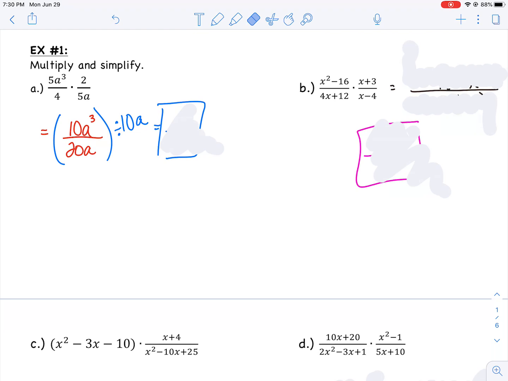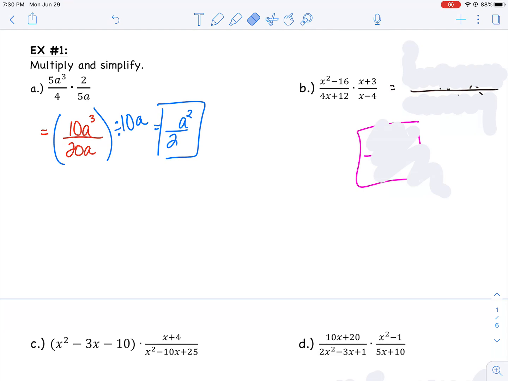10 divided by 10 is 1. A cubed divided by a is a squared. So I end up getting an a squared on the top, or a 1a squared on the top. On the bottom, my denominator, 20 divided by 10 is 2. A divided by a is 1, so 2 times 1 is 2. I end up just getting a 2 in the denominator. So my final answer would be a squared over 2. That's as simplified as we can get it.